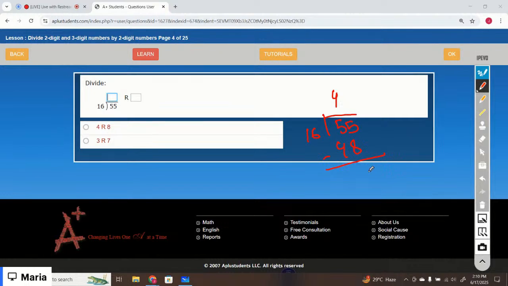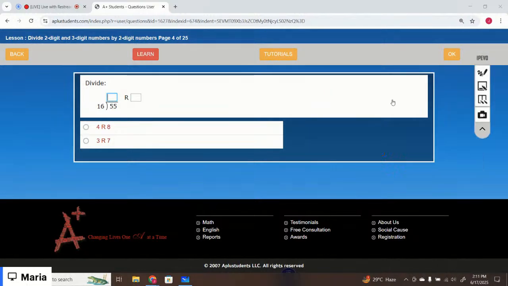So that is 15 minus 8 is 7. So we have 4 minus 4, 0, so 3 R 7. The correct option is 3 R 7. Option number two is the correct option.